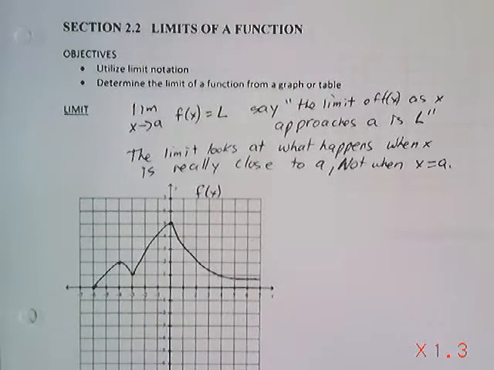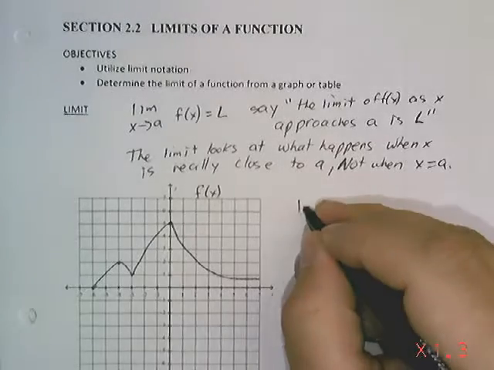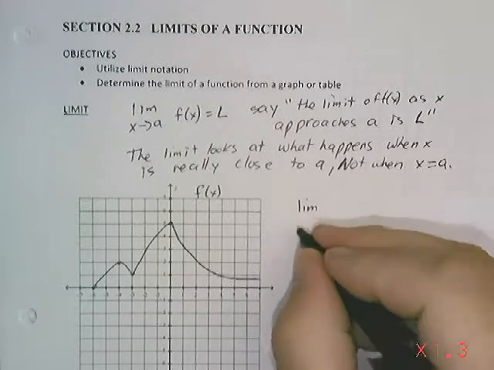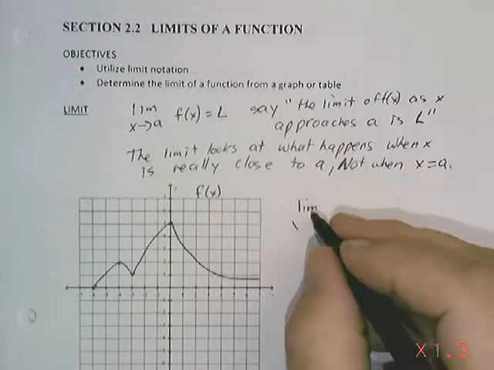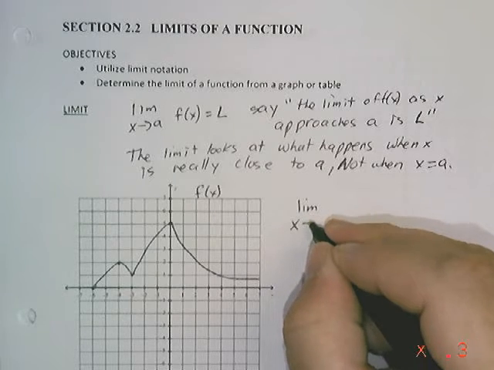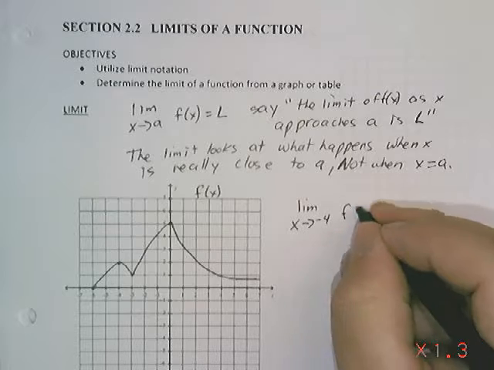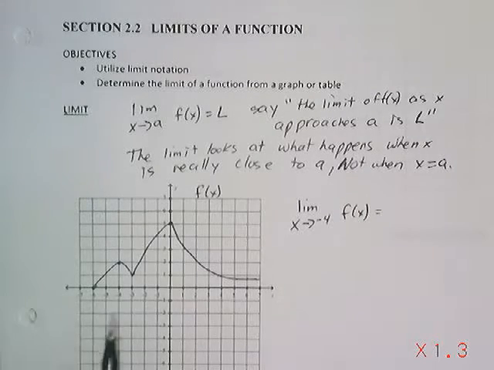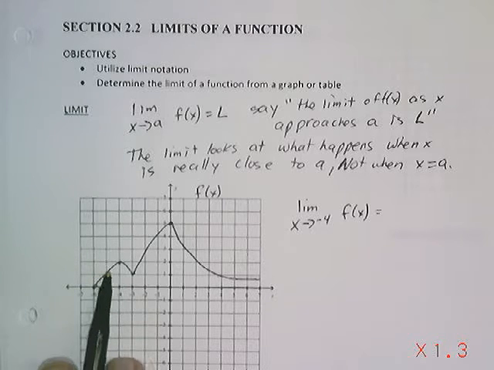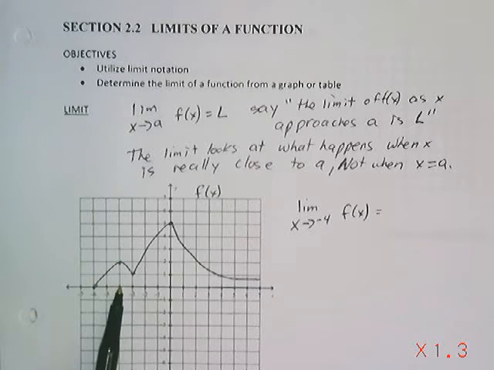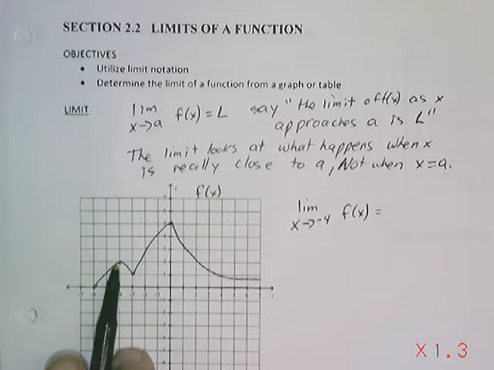The limit as x approaches 3 of the same function, well, here's 3. And so when x gets close to 3, it looks like y is getting close to, oh, I'd say maybe about 1.3 or 1.25, 1 1/4, somewhere in there. Those are both limits. Okay.